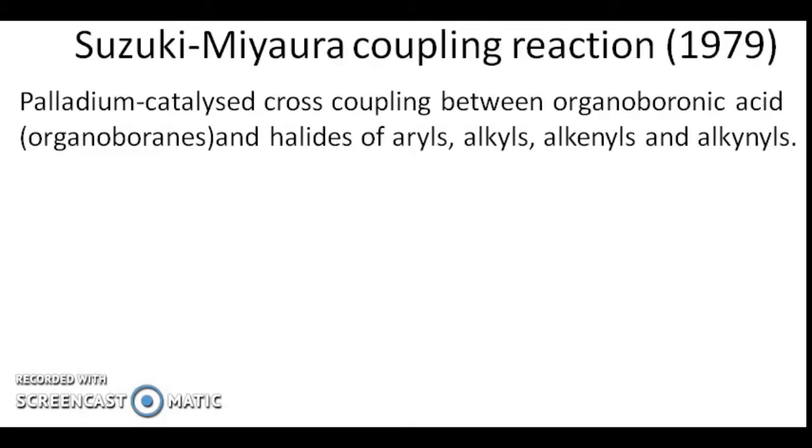Now, this particular coupling reaction happens between organoboronic acid and halides of aryl, alkyl, alkenyl or alkynyl. So aryl halides, alkyl halides, alkenyl halides and alkynyl halides can be used for coupling with organoboronic acid or organoboranes, and in the presence of a palladium catalyst, we get the cross-coupled product.